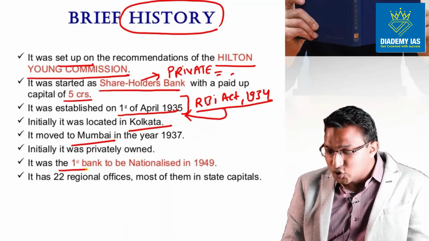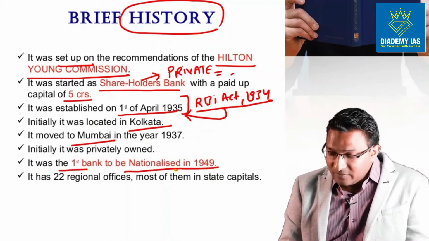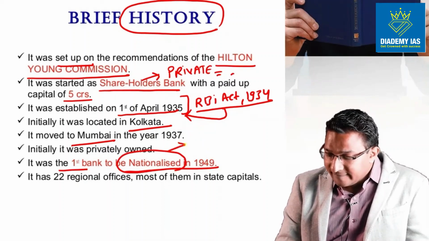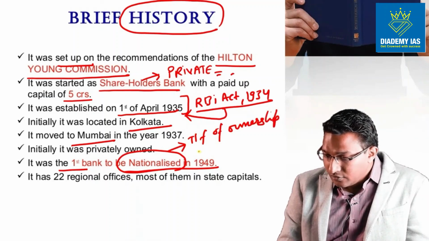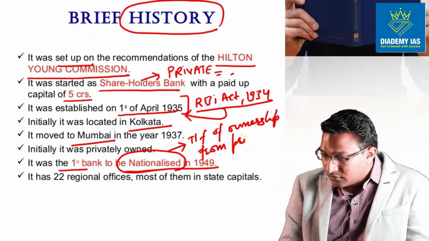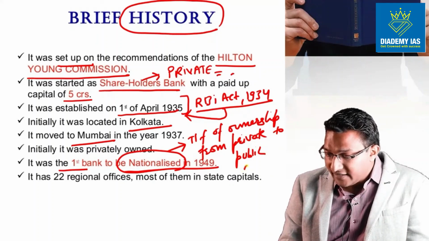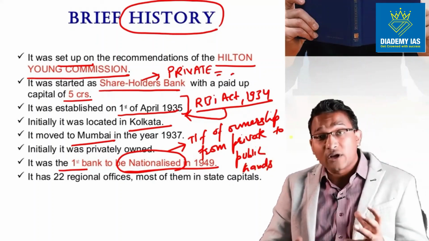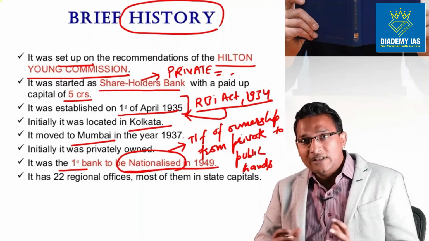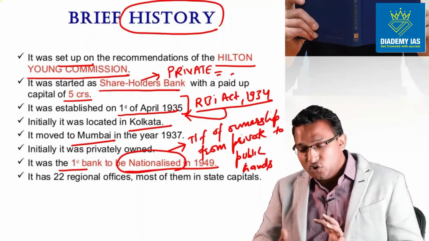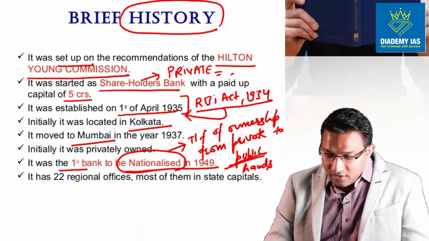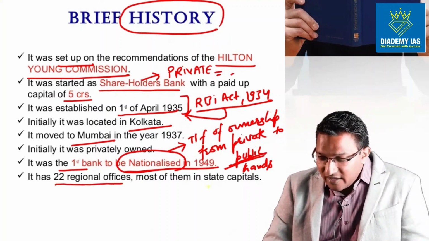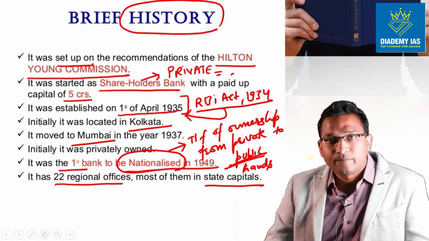It was the first bank to be nationalized, in 1949. What is the meaning of nationalization? Nationalization means the transfer of ownership from private to public hands. That means initially, it was controlled by a few individuals. Now, it is controlled by the government. So, the public sector or the government got the ownership of this bank. It has a total of 22 regional offices, and most of these offices are in the state capitals.